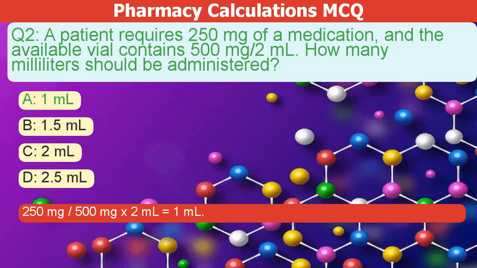The correct answer is A. 250 milligrams per 500 milligrams times 2 milliliters equals 1 milliliter.